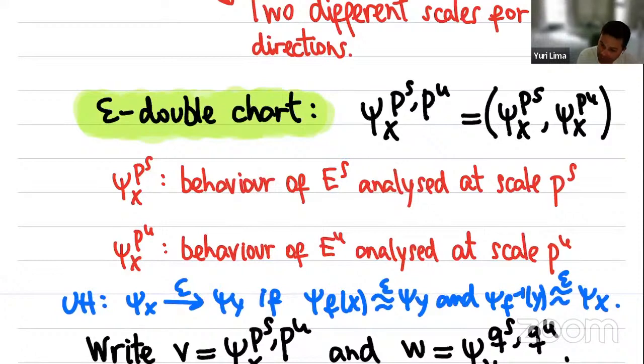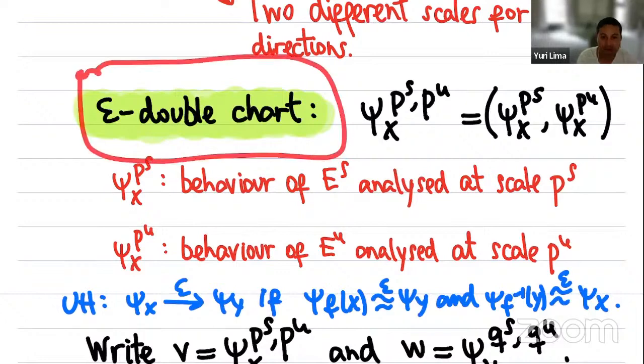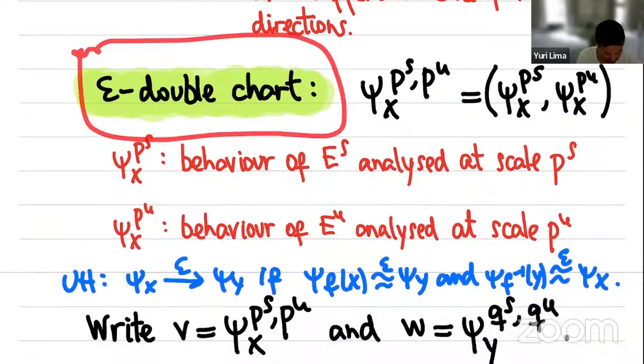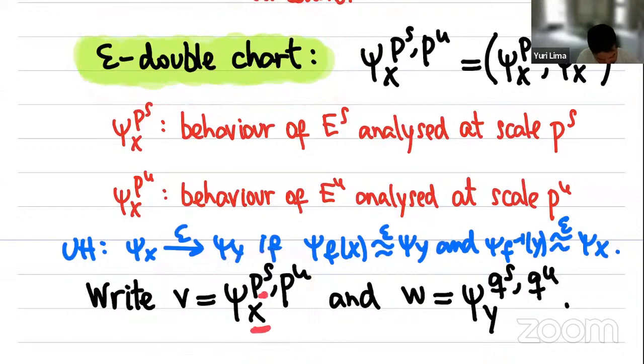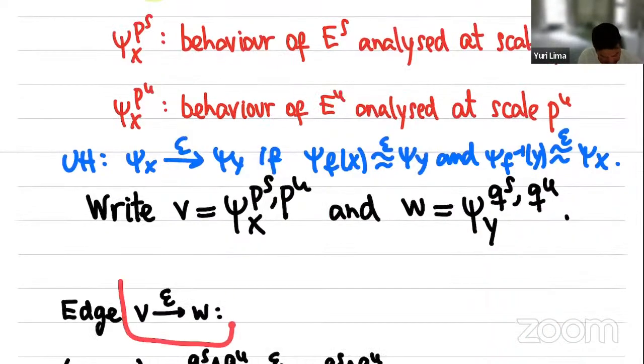Now we will do the same thing, but now for this much more complicated object of epsilon double charts, which will be the one that we'll use for the non-uniformly hyperbolic context. So take two of these objects. One is centered at x with two parameters, PS and PU. One is centered at y with two parameters, QS and QU. When can we, from this one, apply the dynamics and go to this one? If this happens, we write an edge from V to W.